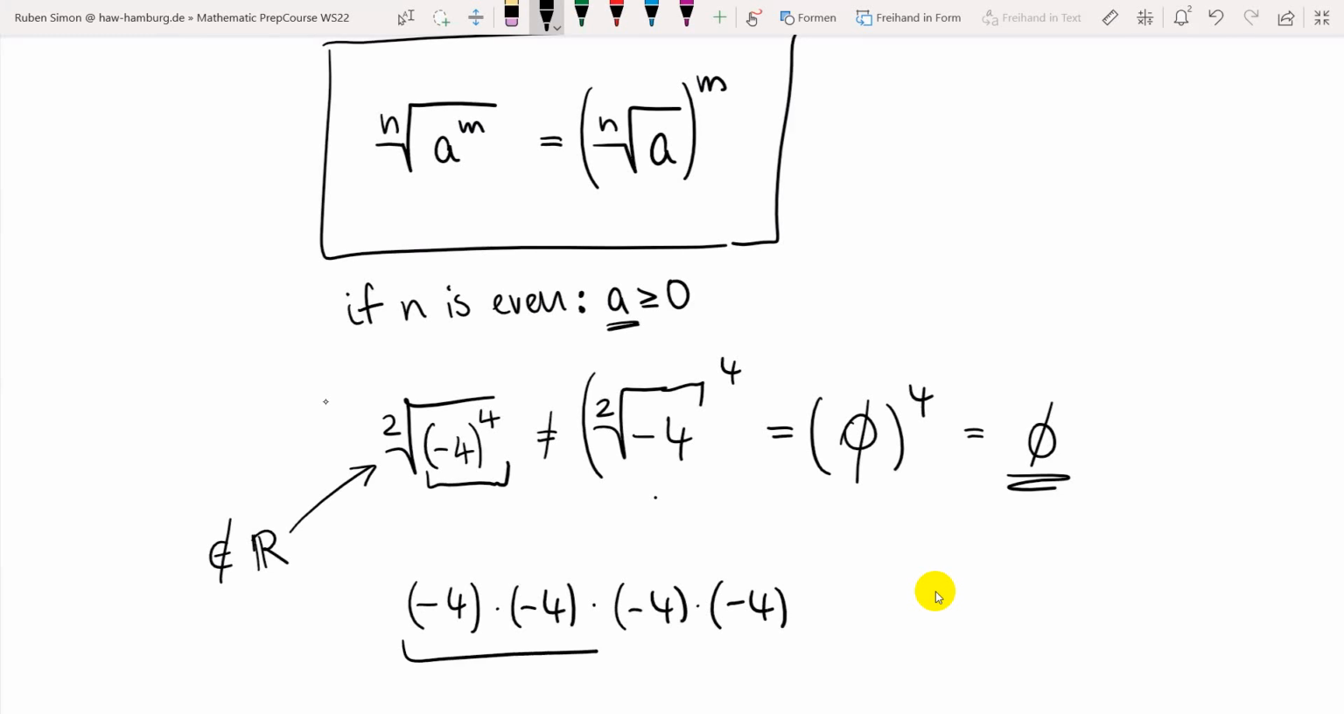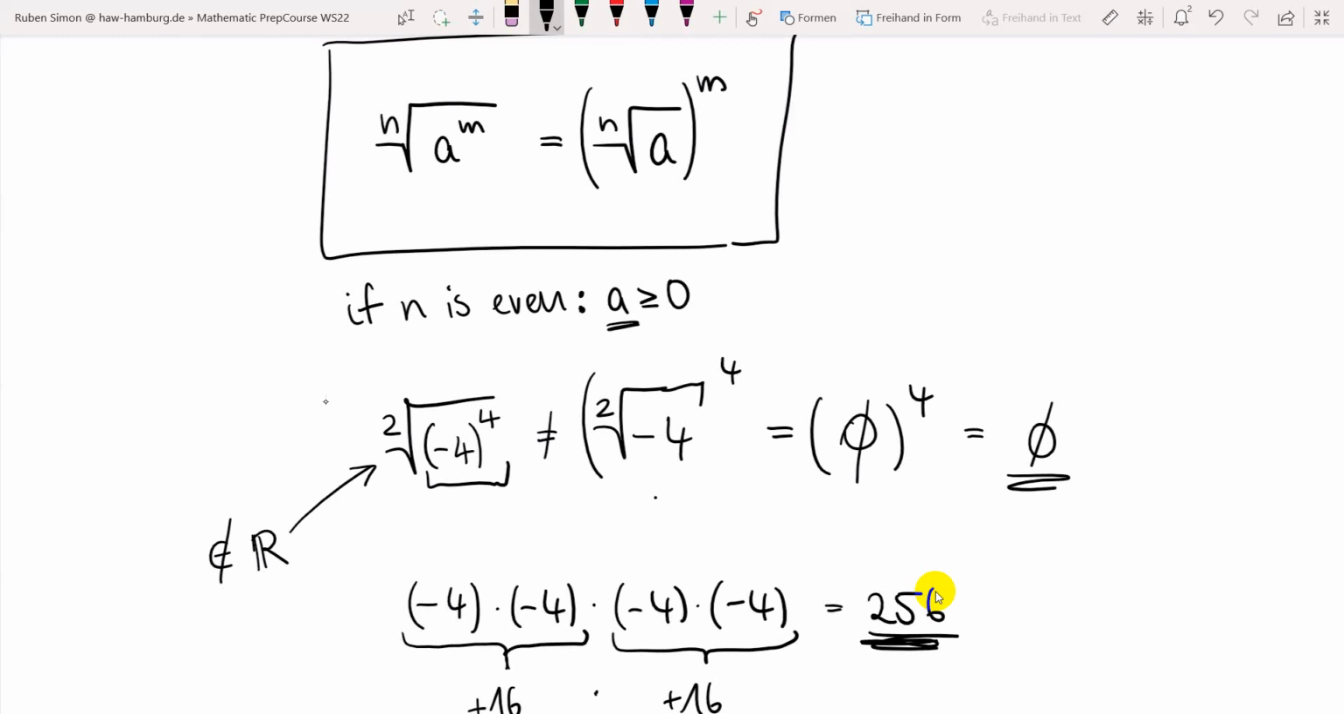And if we multiply, this is going to be a positive number, 16. And in this case, of course, this will be 16 too. And now we have 16 times 16. And this is 256. Of course, a positive number and a positive number multiplied is a positive number again.